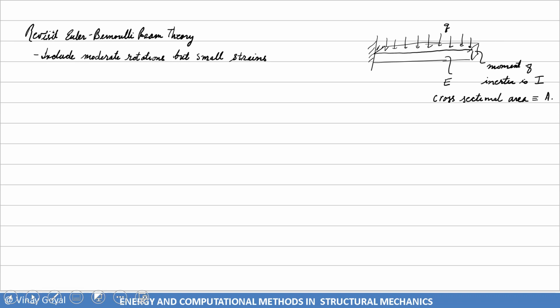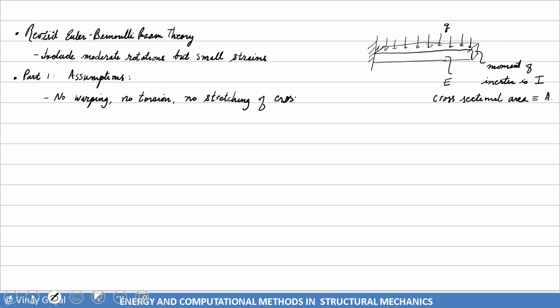Okay, so I want to revisit this theory. We talked about the assumptions in this theory. Part 1, assumptions. In this theory, there is no warping, no torsion, no stretching of that cross section, and the cross section stays perpendicular to the neutral axis.